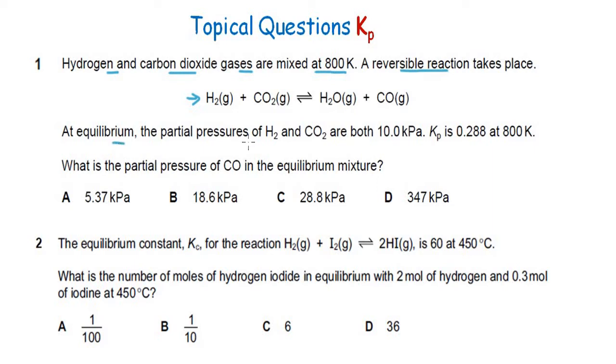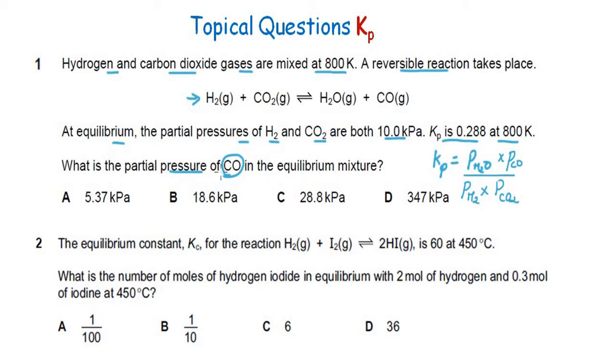At equilibrium, the partial pressures of hydrogen and carbon dioxide are both 10 kilopascals. Kp value is 0.288 at 800 Kelvin. What is the partial pressure of carbon monoxide in the equilibrium mixture? To find the answer, first we need to write the expression for Kp, which is the partial pressure of the product H2O, times the partial pressure of the other product, carbon monoxide, divided by the partial pressures of the reactants, hydrogen and carbon dioxide.